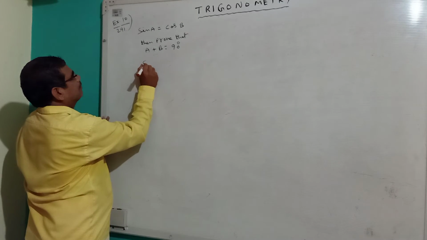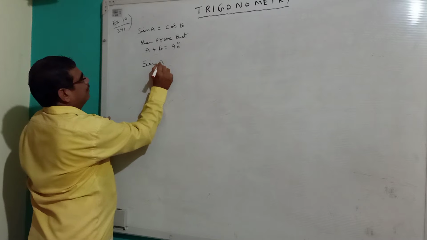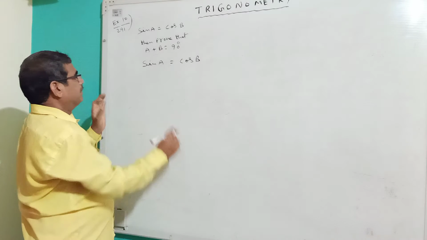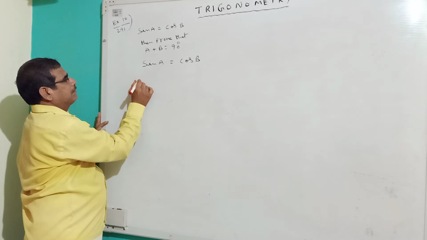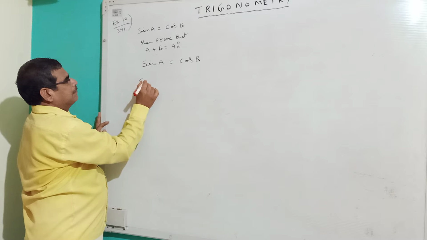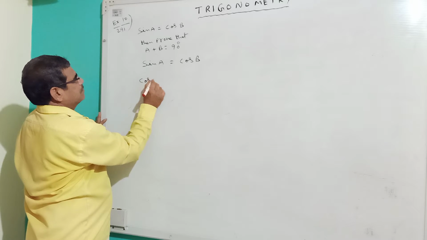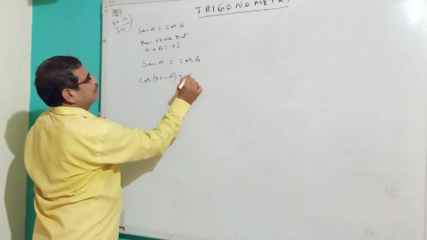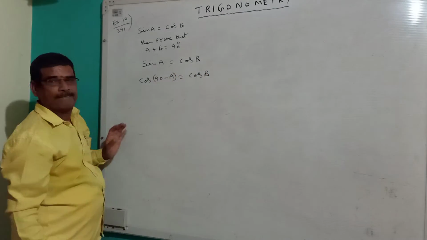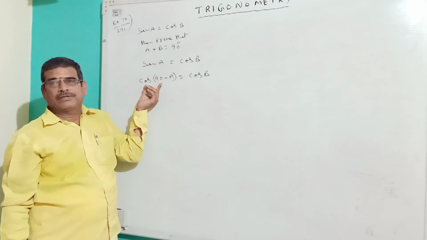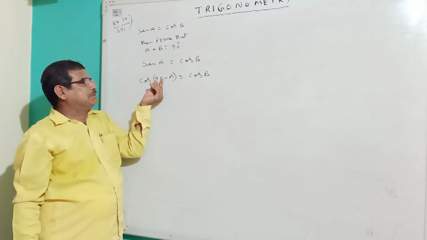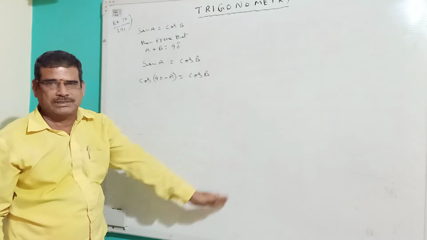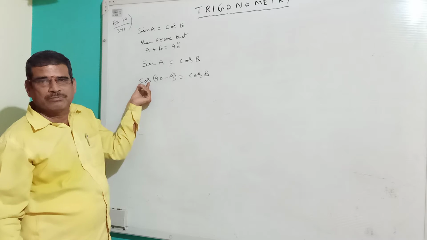So I am writing this one. Sin A is equal to cos B. Instead of writing here, I am writing cos of 90 degrees minus A is equal to cos B. See why I am writing here? Here this is 90 degrees. 90 degrees means y-axis angle. In the y-axis angle, cos will become sine.